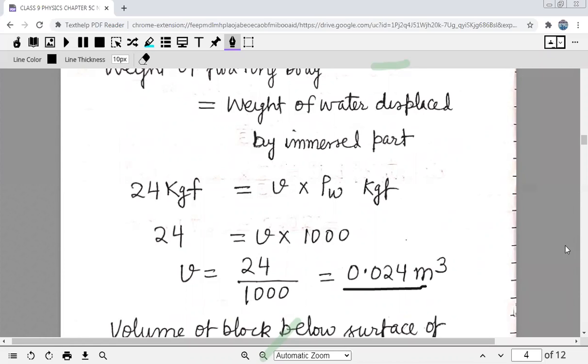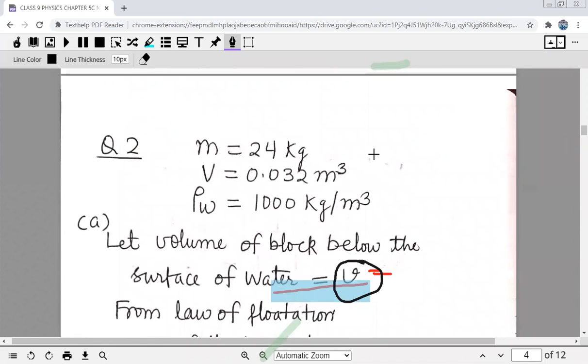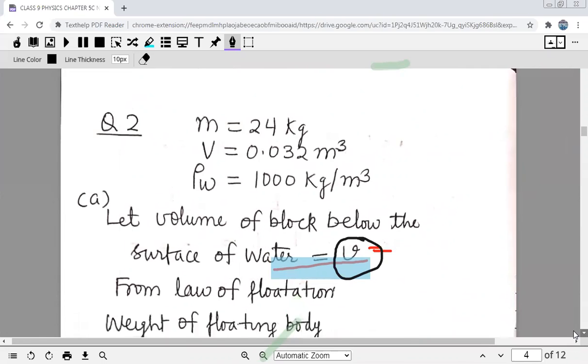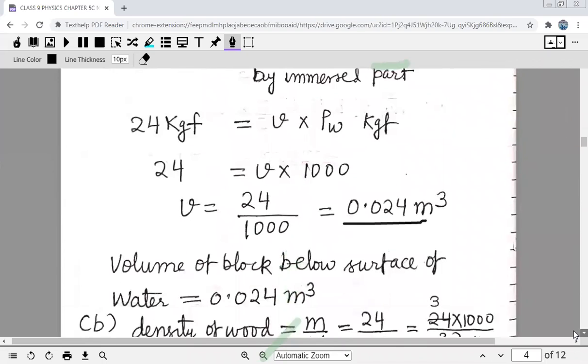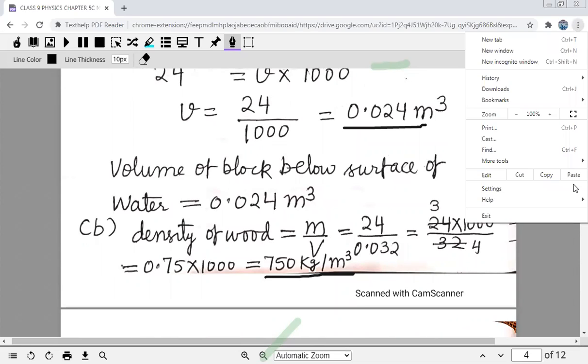Then you have to find the density of wood. How will you find density? Density equals mass upon volume. So you can see here, density of wood equals mass upon volume, that is 24 divided by 0.032. When you simplify, it will come out to be 750 kg per meter cube. It will come out this much. Is it clear? Now you can see here.